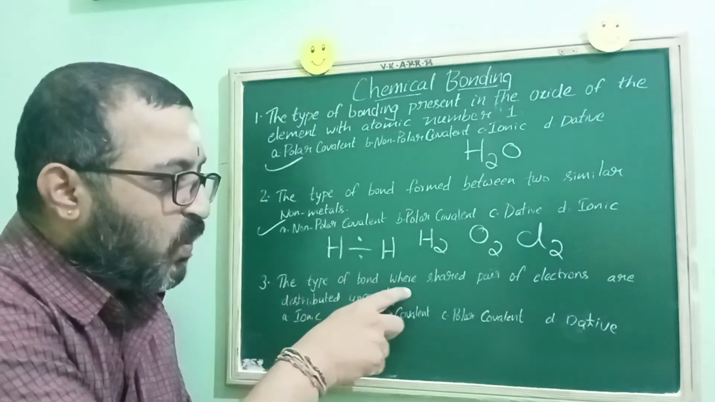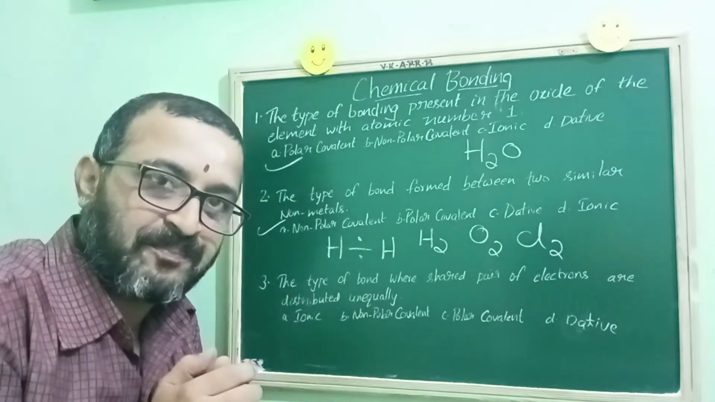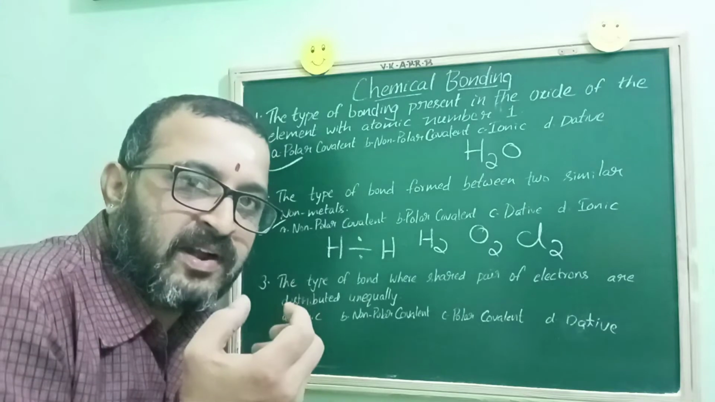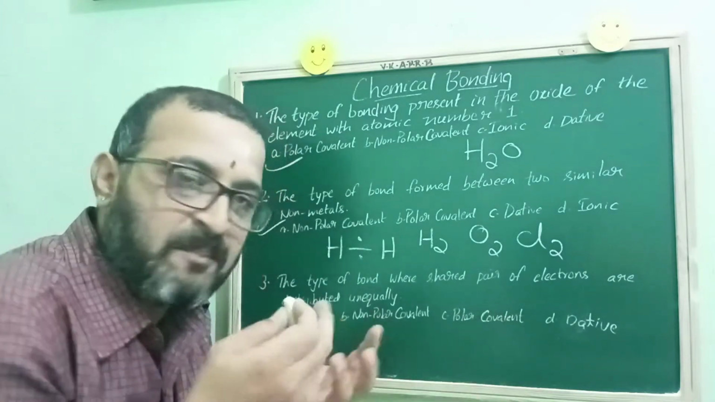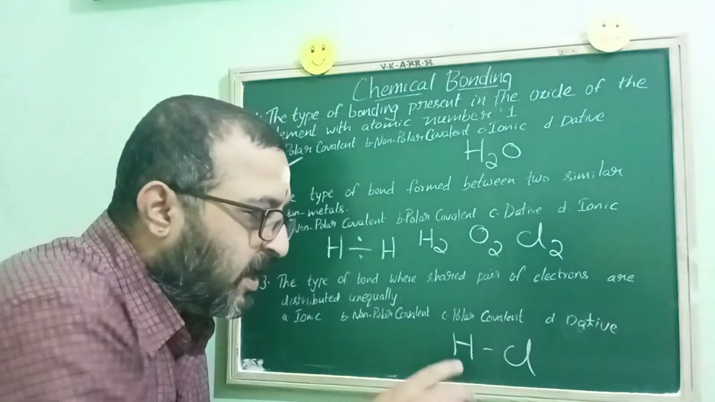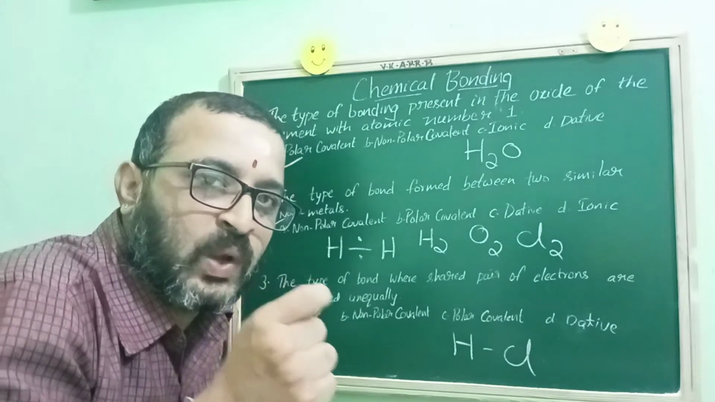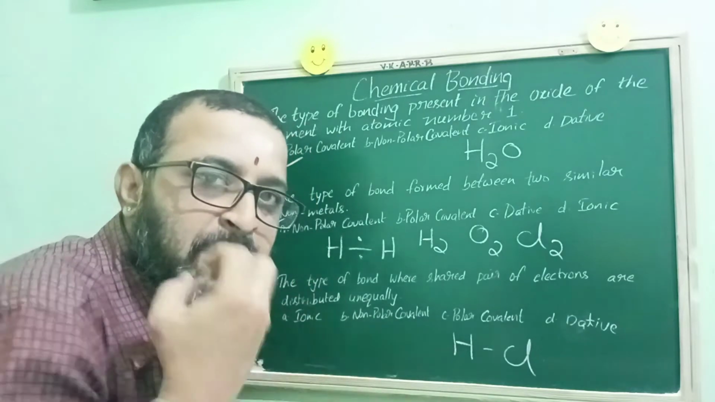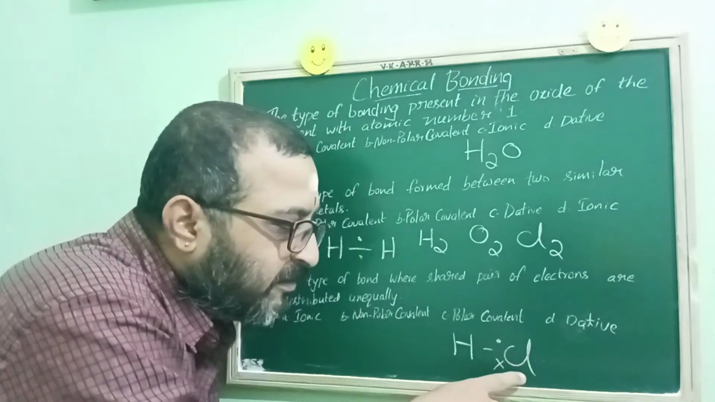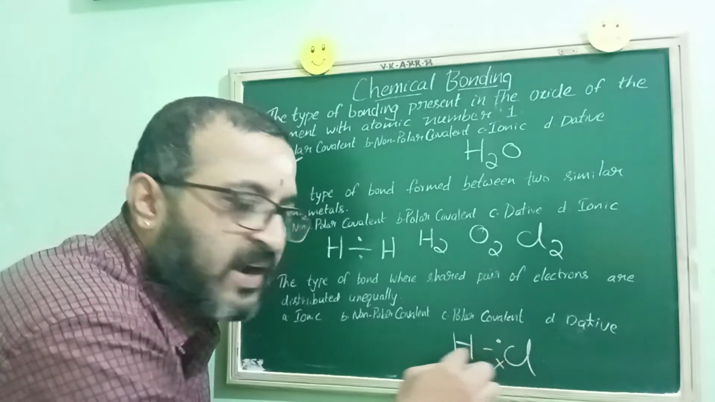The type of bond where the shared pair of electrons are distributed unequally. Now common sense says, why are the shared pair of electrons distributed unequally? See, for example, if we take HCl, both are nonmetals. Now, when we compare hydrogen and chlorine, chlorine is more electronegative when compared to hydrogen. Because of that reason, the shared pair of electrons are closer towards which one? Chlorine. So we say that electrons are distributed unequally.